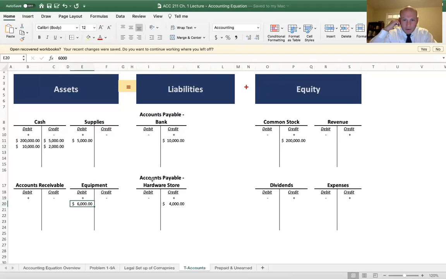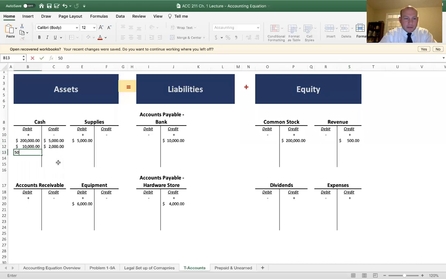Okay, let's keep going. Let's say that I mow somebody's yard. I charge them $500 and they pay me cash. So I'm going to credit my revenue $500 and debit my cash for $500. Now let's say I mow someone's yard for $800, but they only pay me $200 in cash. Therefore, I'm going to credit my revenue $800, debit my cash $200, and then increase my receivables. I'm going to debit my receivables with $600.